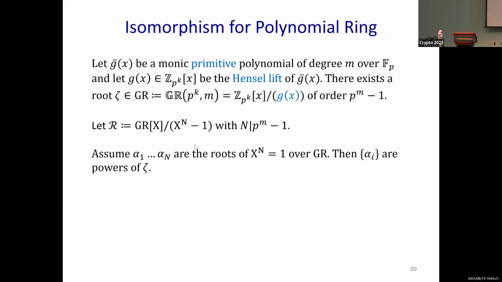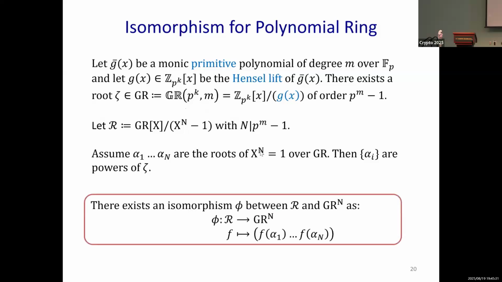Then x^n equal to 1 has n roots alpha_1 to alpha_n. Each alpha_i is a power of zeta. With the alpha_i defined in the above form, there exists an isomorphism between this polynomial ring and GR^n. Any element f can be viewed as the evaluation of f at alpha_1, alpha_2 to alpha_n. In the Galois ring definition, G bar x is required to be irreducible. Here, we require something stronger: primitive.